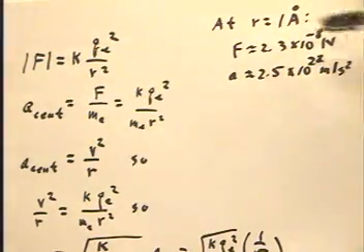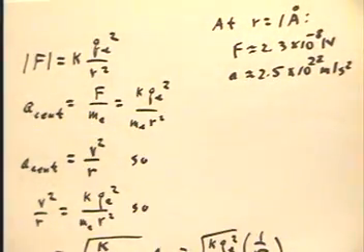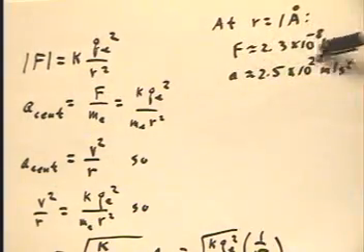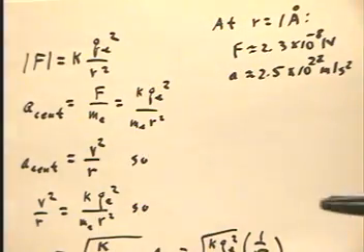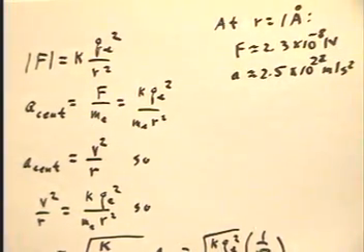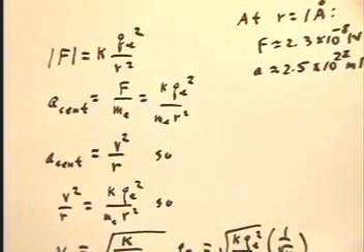So we see that at a distance of 1 angstrom, the electron would experience approximately this force and this acceleration. Now that's a numerical example. Turns out that the electron can't even orbit at 1 angstrom for reasons that we'll see before too long. Let's do some of these calculations symbolically.